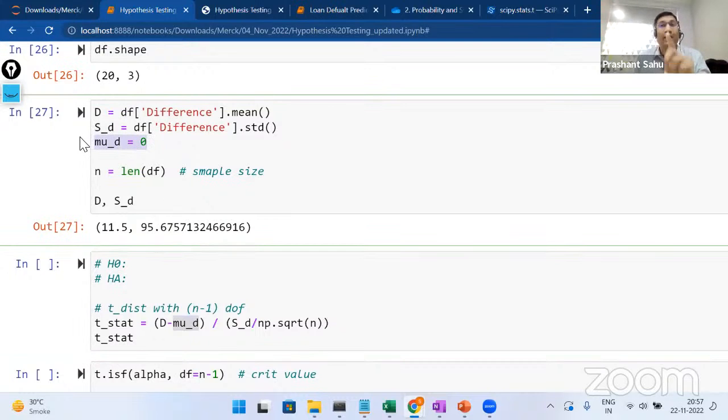Once again, I repeat, if the claim was that after the breakup, people drink 100 ml more than before the breakup, then this 100 will become your mu D. That is the hypothesized population mean, right? Right now, it is 0 because my claim is only that they are drinking more after the breakup compared to the previous.